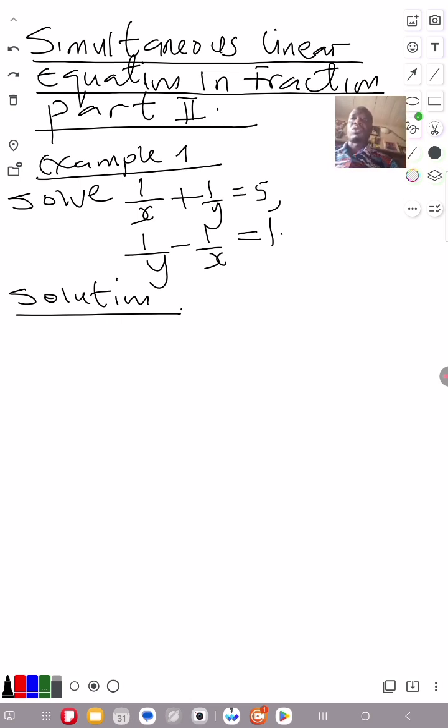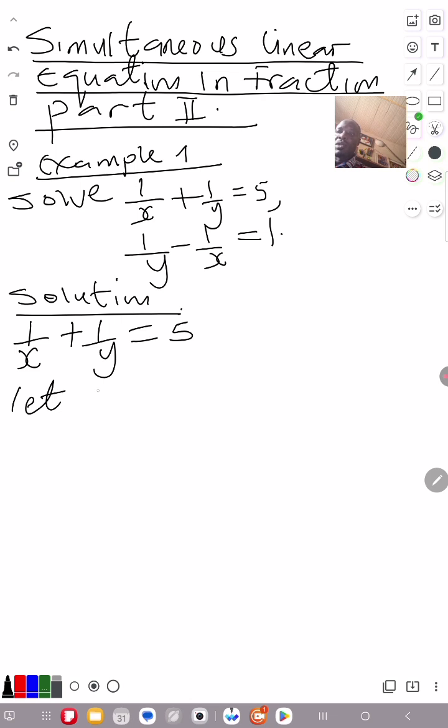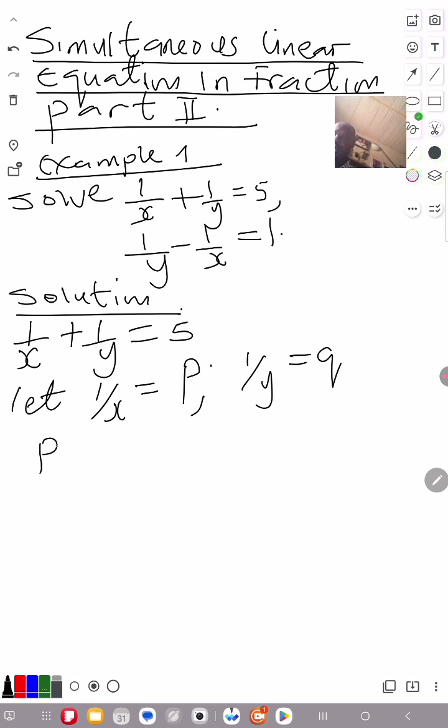So let's start with today's episode. We are given 1 over x plus 1 over y is equals to 5. The first thing you have to do is look for a way to find x and y. And the best way to do it is to just represent 1 over x with any alphabet of your choice. So I'm using P. Also, 1 over y maybe is equals to Q. In that case, since 1 over x is P, this equation now becomes P plus, then 1 over y is Q, is equals to 5, which makes it easier for us, right?